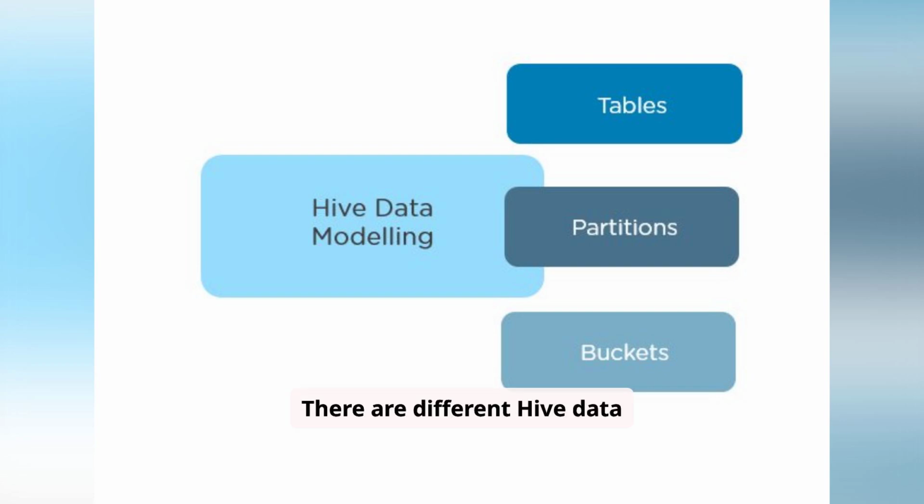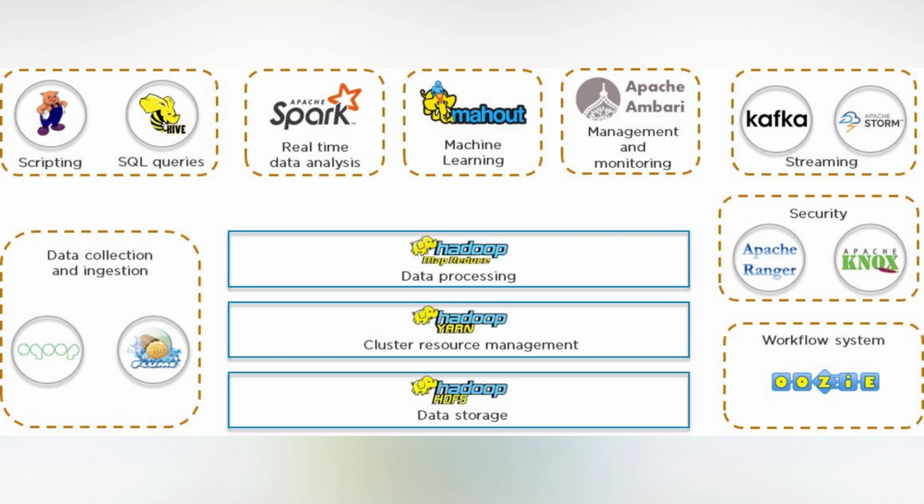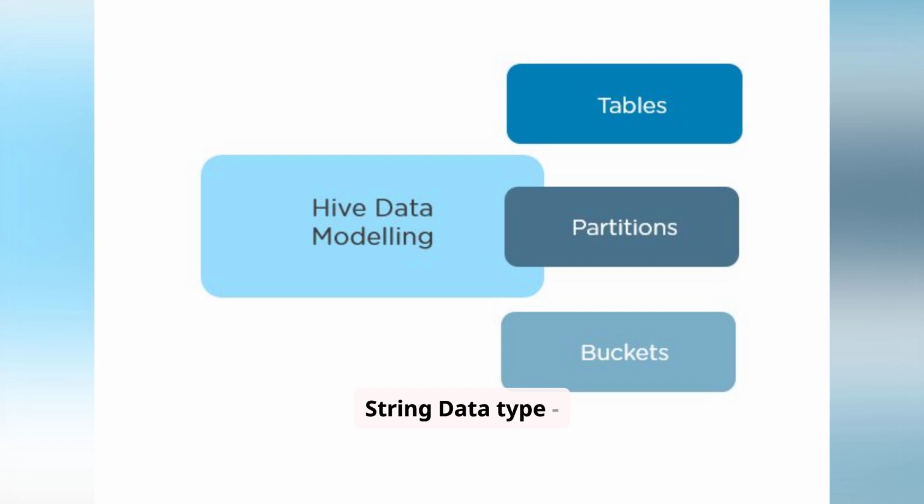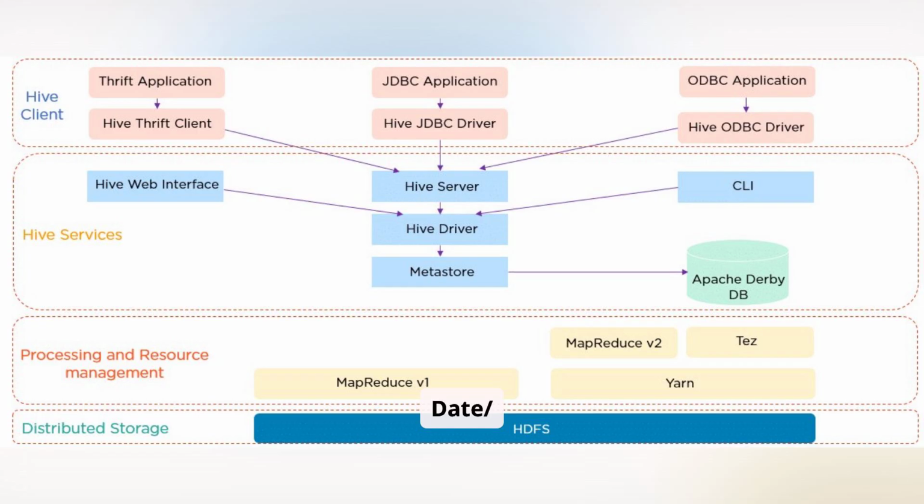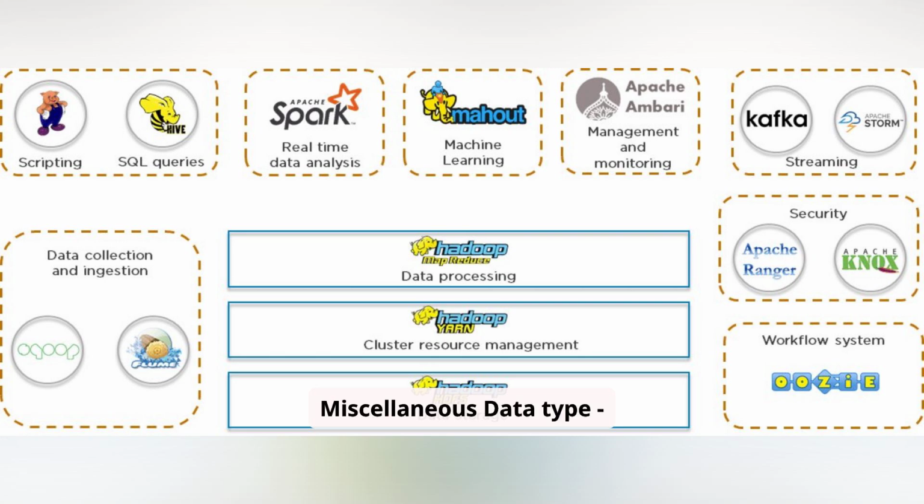There are different Hive data types. These are classified as primitive and complex data types. Primitive data types. Numeric data types: data types like integral, float, decimal. String data type: data types like char, string. Date/time data type: data types like timestamp, date, interval. Miscellaneous data type: data types like Boolean and binary.